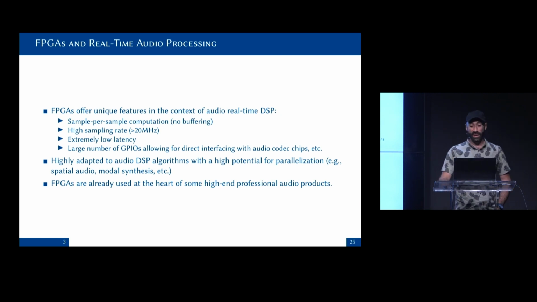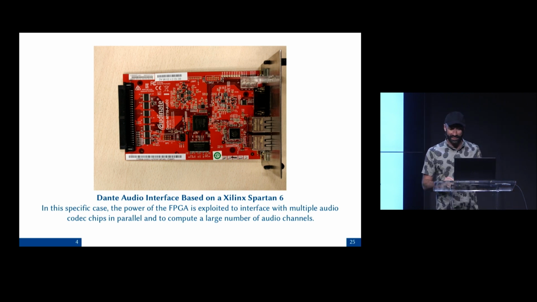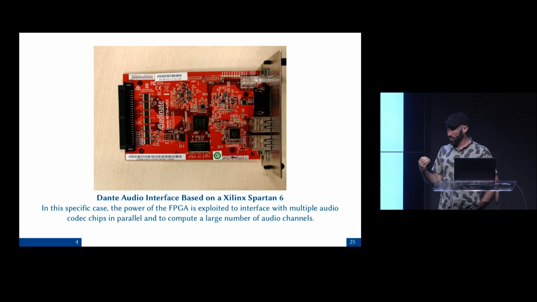FPGAs are already used at the heart of some high-end professional audio products, and I'm going to give you a couple of examples of that. Typically, you're going to find FPGAs in a lot of Dante audio interfaces because you need to treat a lot of parallel audio streams together. Because FPGAs can really deal with a lot of parallel processing, you're going to find them a lot in Dante audio products. So in that very specific case, the resources of FPGAs are used mostly to deal with parallel processing of audio.